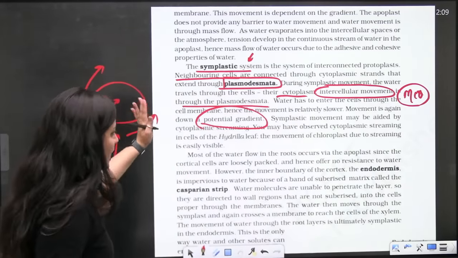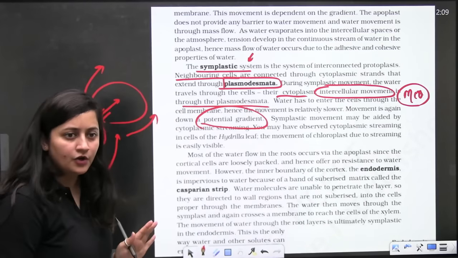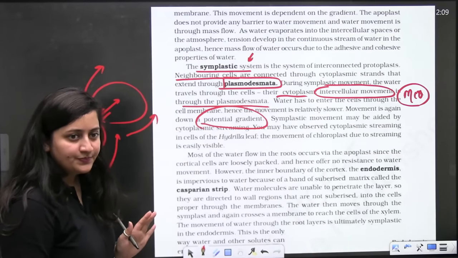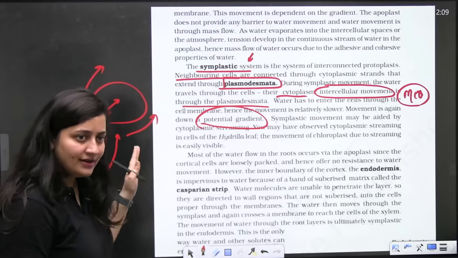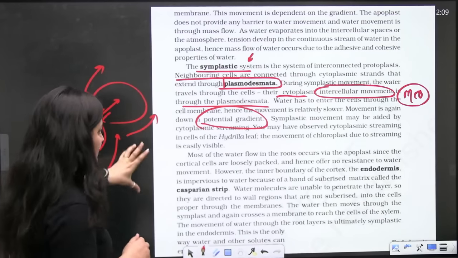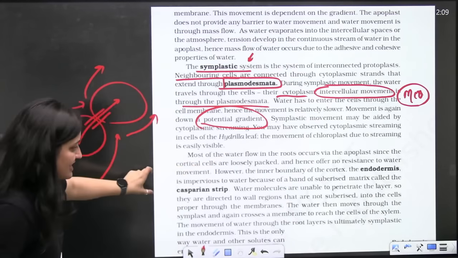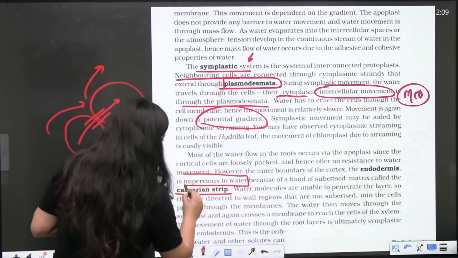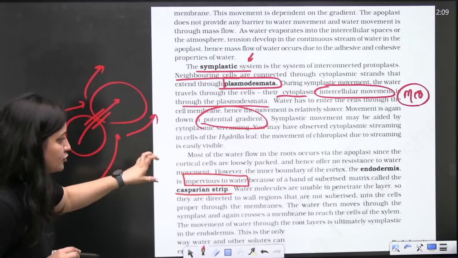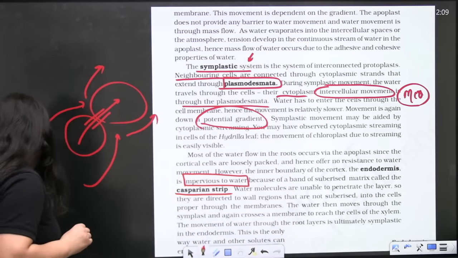If you have any doubt from this part, do let me know. Is that clear? Question will come from this part. Rest, you need to focus on the sequence as well. I told you already about the Casparian strips, impervious to water, because suberin depositions are present here. Done?